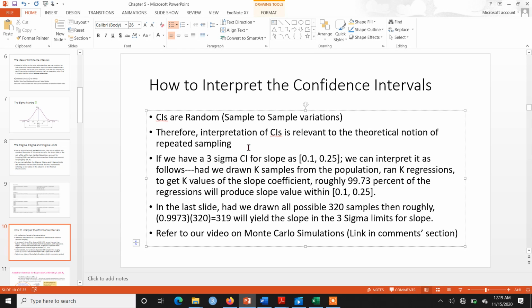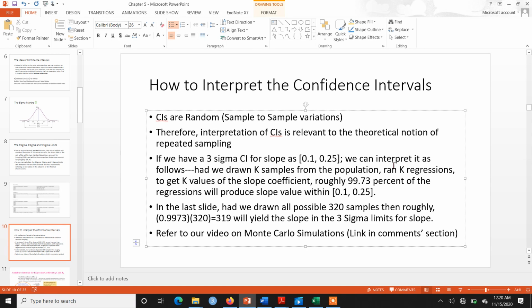It means that if we have a confidence interval from a given random sample, we should interpret it in a manner that links it with the concept of repeated sampling. So how do we do it? Let's say we have a 3 sigma confidence interval for the slope as follows. I will shortly tell you how to make that interval. For now, let's say the 3 sigma interval is this. So how can we interpret it?